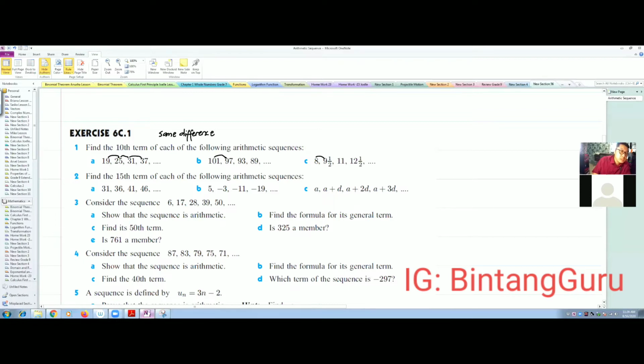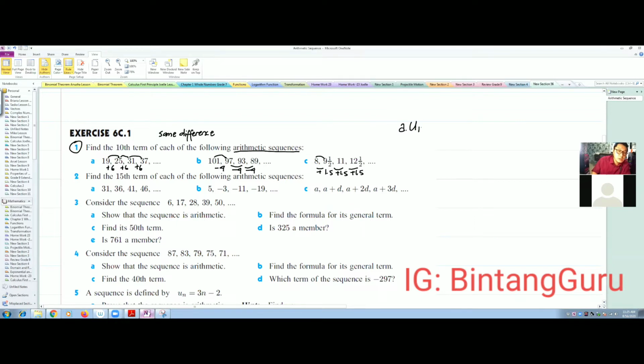So this is 19 to 25, which will be plus 6, plus 6, plus 6. We call this an arithmetic sequence. For this one it is minus 4, minus 4, minus 4. And this is positive 1.5, 1.5, and 1.5. So these are arithmetic sequences. For each one, we have to find the term.